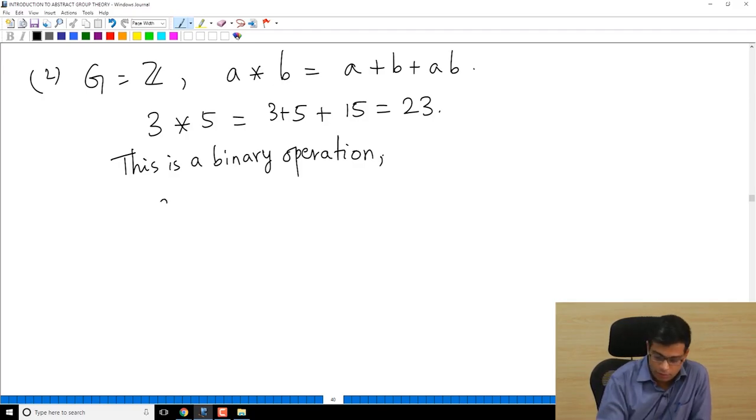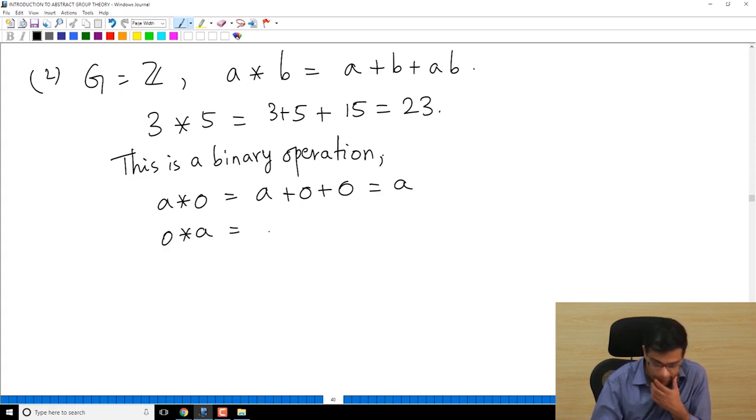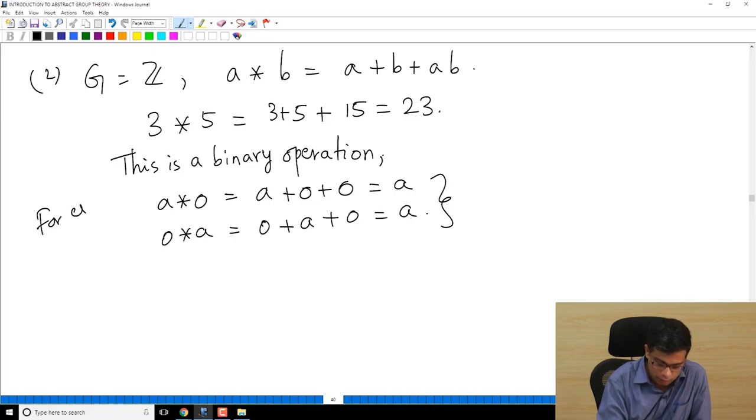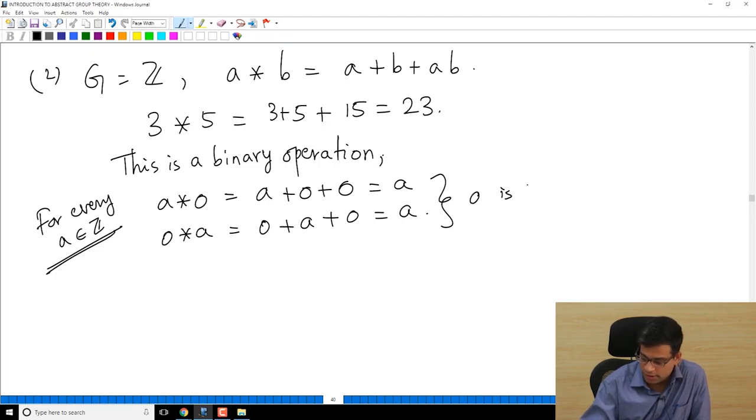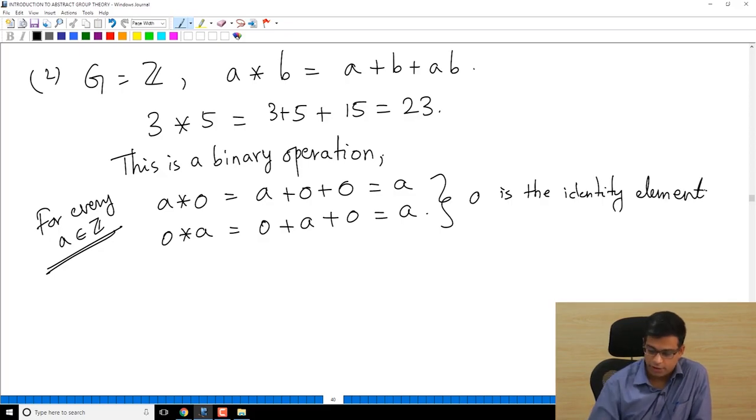Is there an identity element? So if you do A star 0, you get A plus 0 plus 0, which is A, and if you do 0 star A, you get 0 plus A plus 0, which is A. So, this is true for all A in Z. So, 0 is the identity element. So, that is good. So, we have an identity element, it is a closed operation. So, is it associative? How do you check associativity?